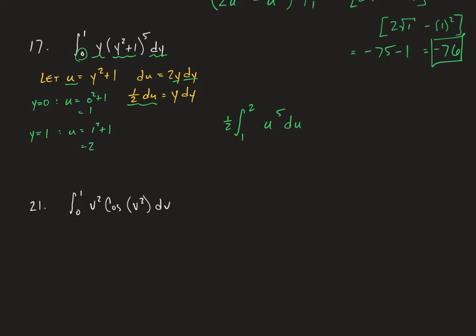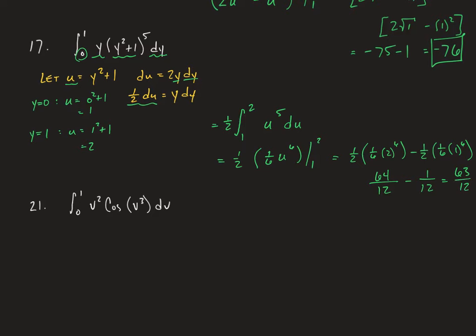And so now I can use my reverse power rule here. 1/2 times u to the 6th, but it's a 1/2 u to the 6th, evaluated from 1 to 2. So that's going to be equal to whatever I get when I plug these in. So this is going to be equivalent to 64/12 minus 1/12, which is 63/12.